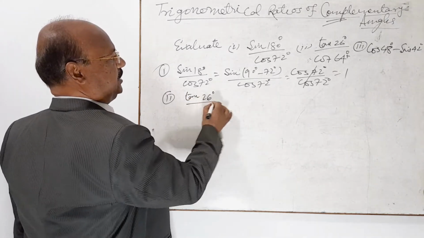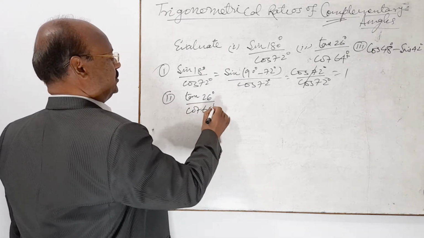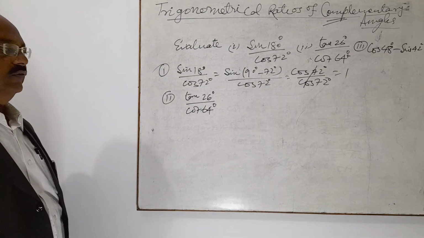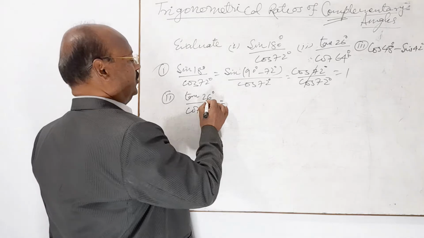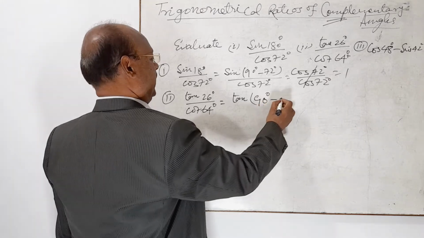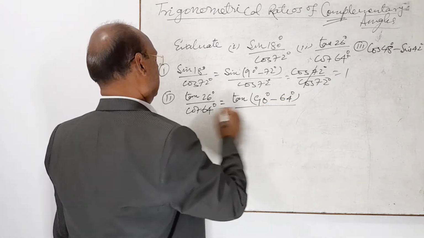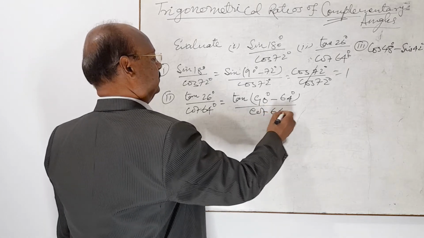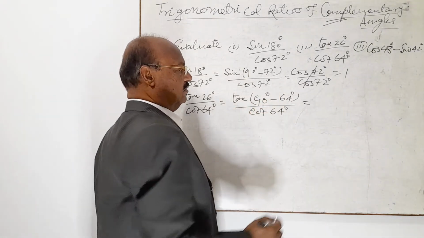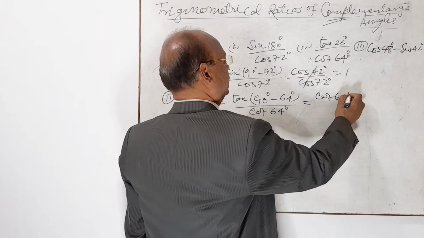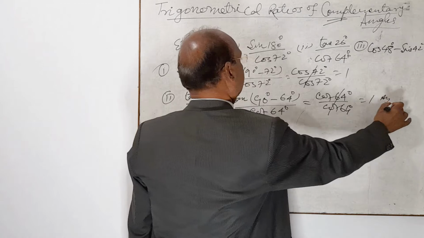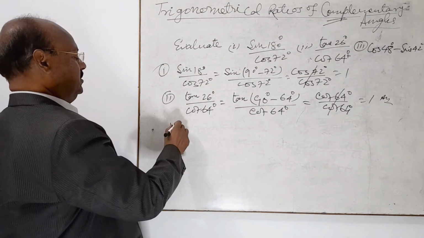Tan of 26 degree by cot of 64 degree. Here also we will get value 1. Answer 1. How? See, this 26 degree can be written as 90 degree minus 64 degree, and denominator is already cot of 64 degree. You know, tan of 90 minus theta is cot theta. So this is cot of 64 degree upon cot of 64 degree. This is equal to 1. This is the answer.